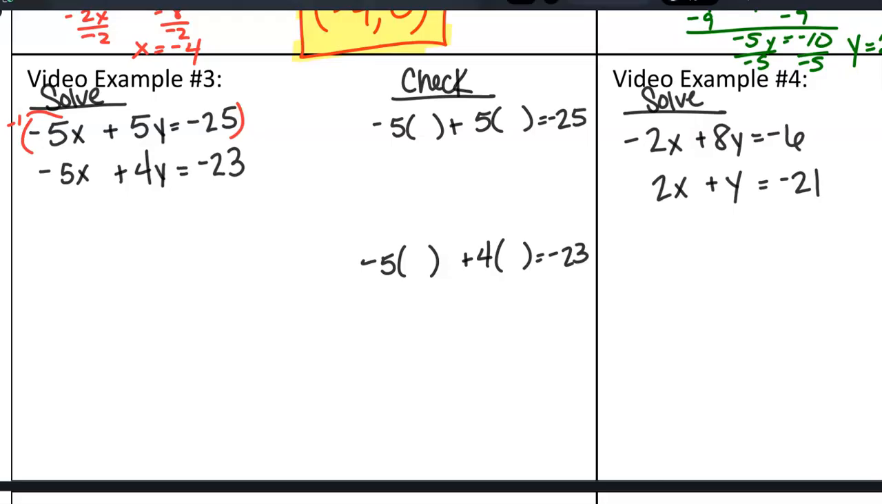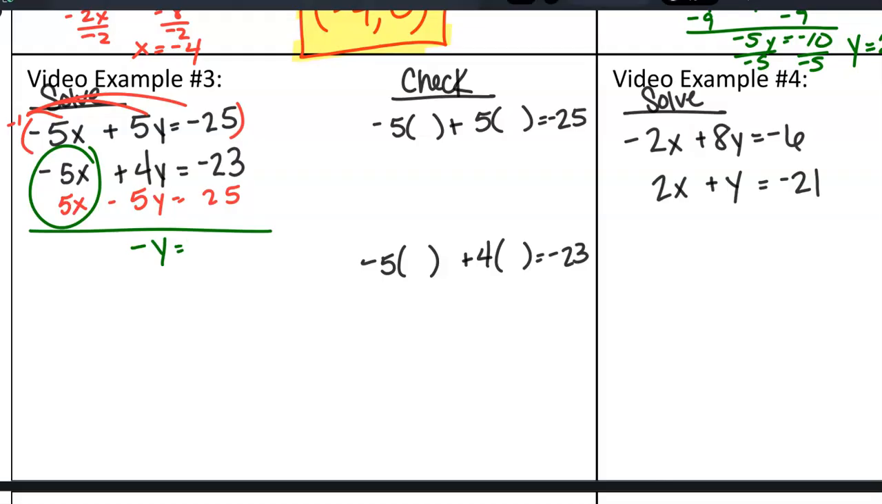So -1 times -5x would be a positive 5x. -1 times 5y would be a -5y. Equals -1 times -25 would be a positive 25. And now when I add those together, -5x and 5x zero out. 4y plus a -5y is just -y. And -23 plus 25 would be a positive 2.